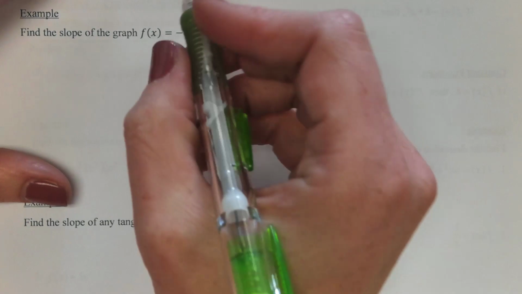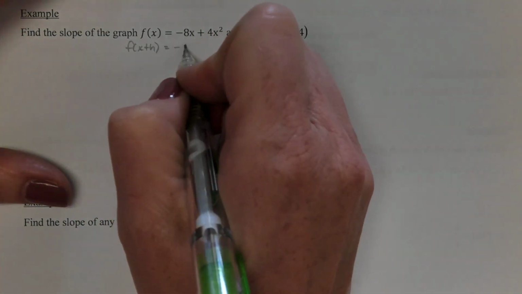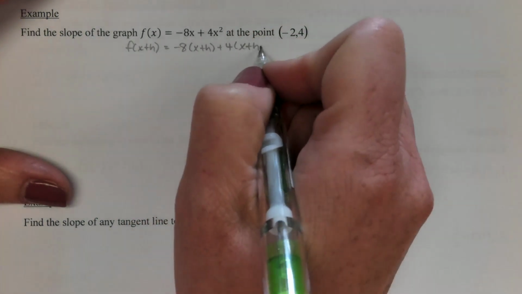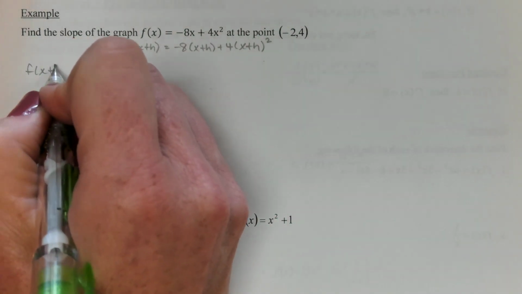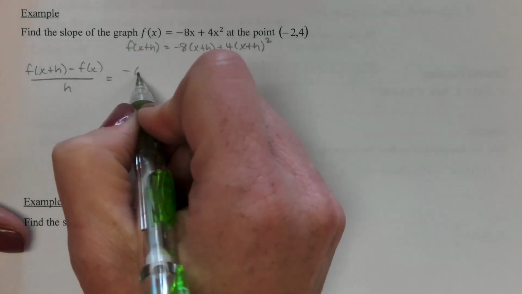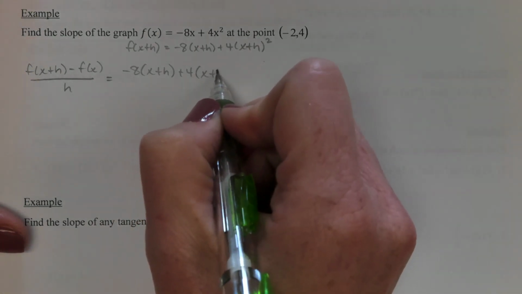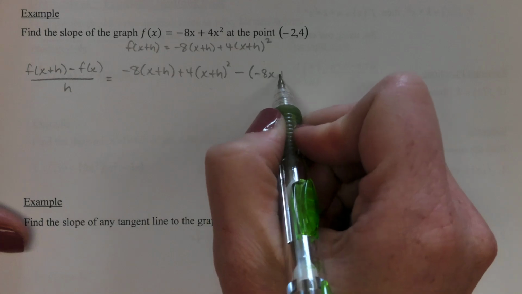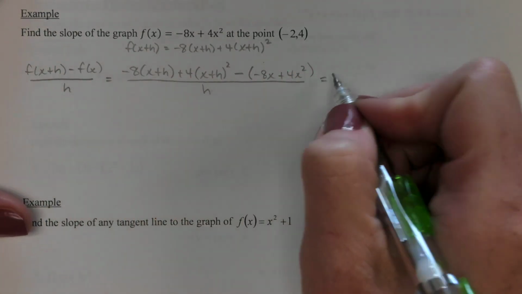Next one, a little more convoluted. So here's my f of x plus h. I got some squareds in there, so I'm going to have to do a little bit more work. Throw my x plus h's in where they belong, so it looks like I'm going to have a FOIL here. So doing f of x plus h minus f of x all over h. So we're going to subtract the two. So -8 times x plus h plus 4 times x plus h squared, and then we're going to subtract our function. So -8x and 4x squared all over h.